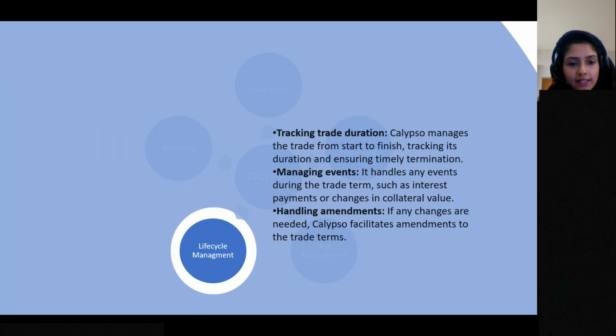Now, what will a life cycle management module do? It will track the trade duration, manage the events, and handle any changes that have been made during the process. Now, what do we do? We track the duration because we need to make sure that if, let's say, tomorrow I want to buy back my securities in a repo transaction, Calypso has to make sure that tomorrow all the transactions will come, the settlements will happen, and bank A is able to pay back to bank B. So we have to track the duration. We have to manage the events.